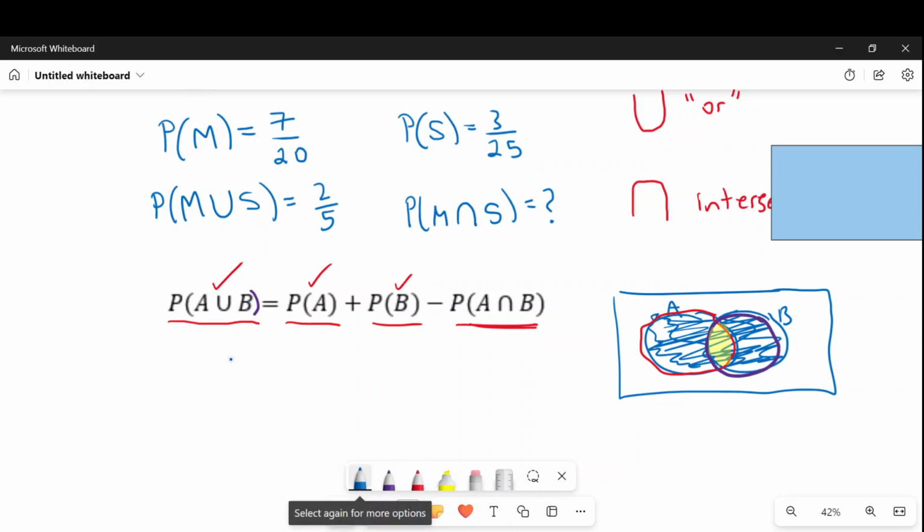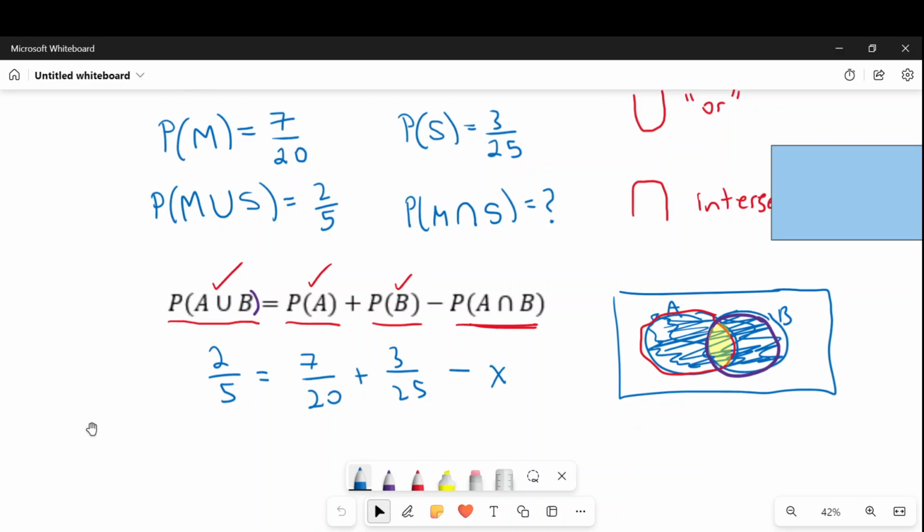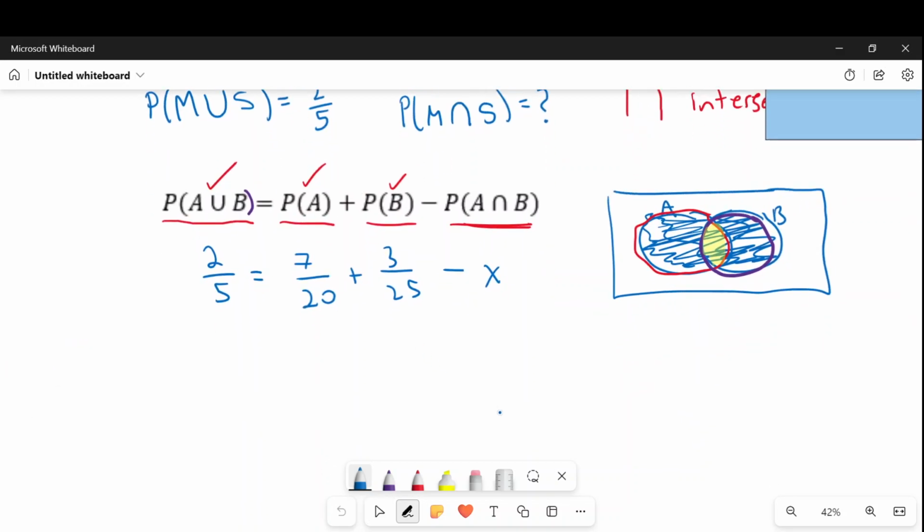So the probability of A or B is 2 over 5. The probability of A, in this case music, is 7 out of 20. The probability of soccer, 3 out of 25. And the one I don't know, the intersection, I'm going to call that X. Now I just have to do essentially an algebra thing, solve for X.